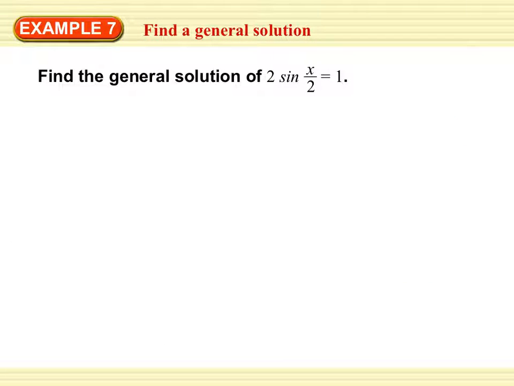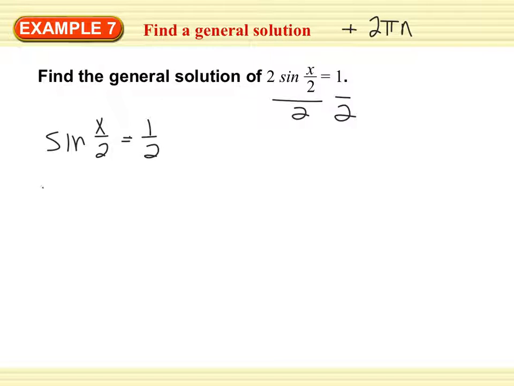All right, here we're going to find general solutions, and if you remember correctly, that's where once we find our solution, we find the repeats of it by adding a full revolution of the unit circle. So let's go ahead and try it. Here I have 2 sine x over 2 equals 1. If we divide both sides by 2, we get sine x over 2 equals 1/2.